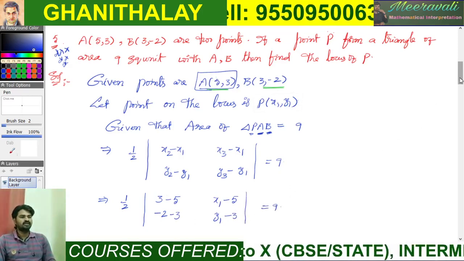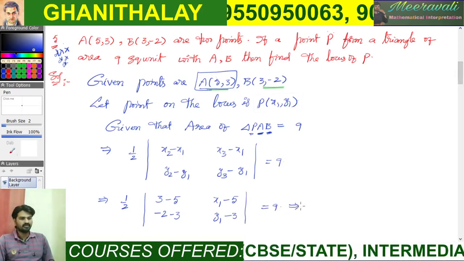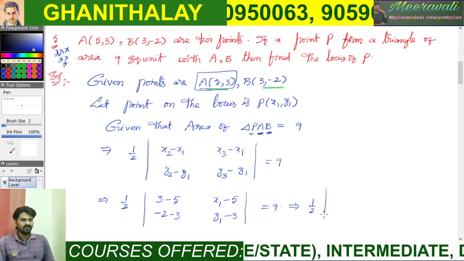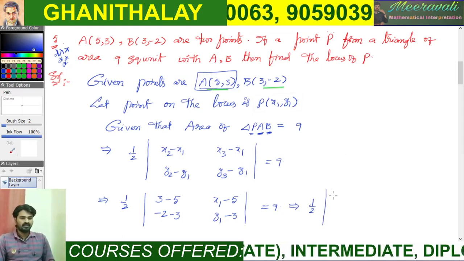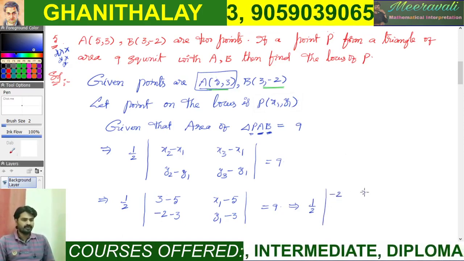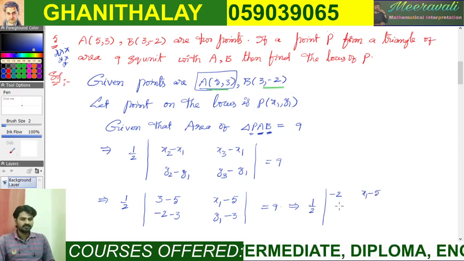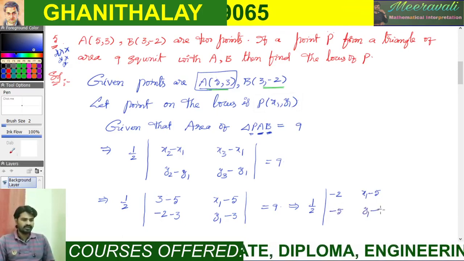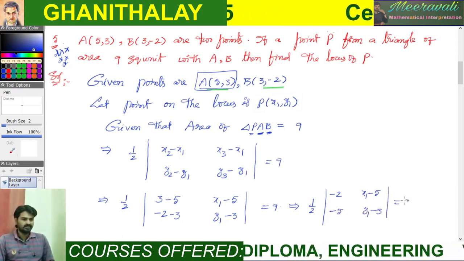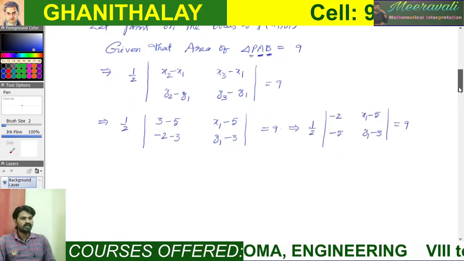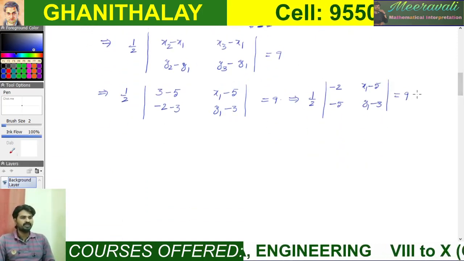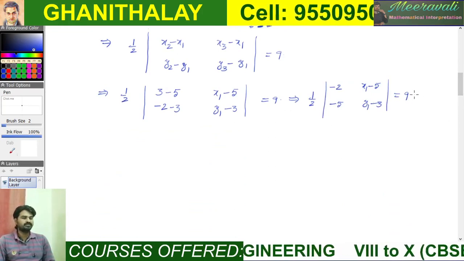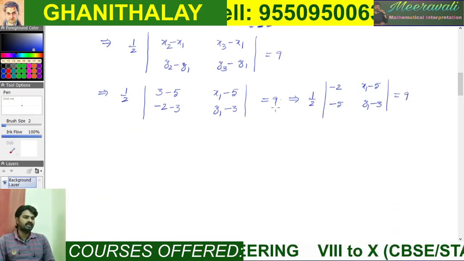Otherwise you can do another form also. So 1 by 2 into modulus of 3 minus 5, minus 2, now x1 minus 5, here minus 5, next y1 minus 3, is equal to 9. Now take 1 by 2 to the right side. 1 by 2 will go to the right side, and it becomes 9 into 2.